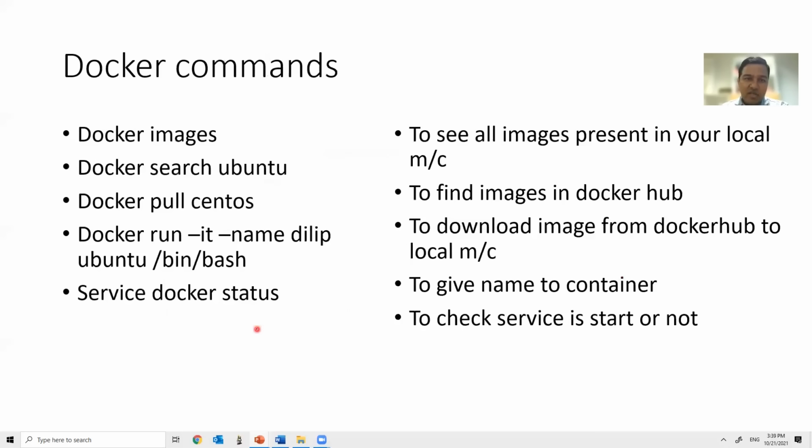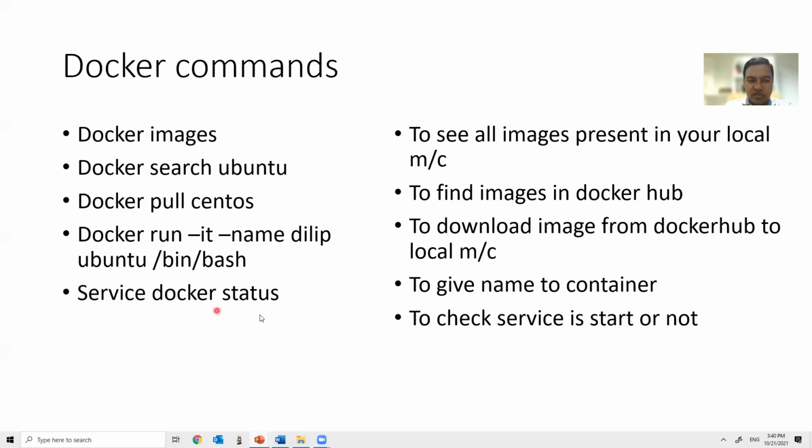Okay, so there are these Docker commands. With docker images, you can see all the images present on your local machine. With docker search ubuntu, you can find the Ubuntu image on Docker Hub. This is all command line. With docker pull centos, you can download the CentOS image from Docker Hub to your local machine. If you say docker run -it with a name, let's say Dilip, it is going to give the name to the container, so the container will have the name Dilip.